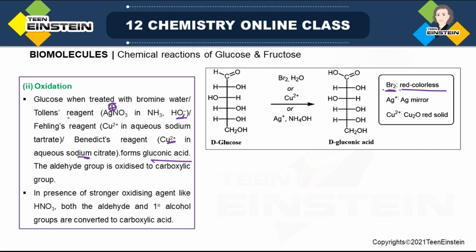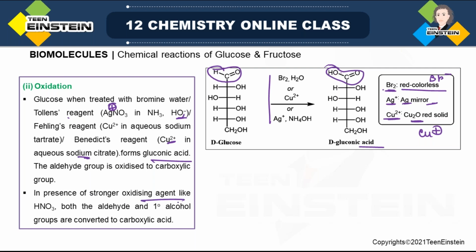Bromine, when it is in bromine form, is red in color, but when it is in Br minus form, it is colorless. Then Ag+ will be converted to metallic silver, which is basically the silver mirror. Cu2+ will be converted to Cu+. Cu2O is nothing but Cu+, 2 Cu+ with 2 negative charge over oxygen, a balanced neutral molecule. It is a red solid. So whatever reagent you have taken, you will always end up with this, where the change is only in this part. Rest of the part, no change.